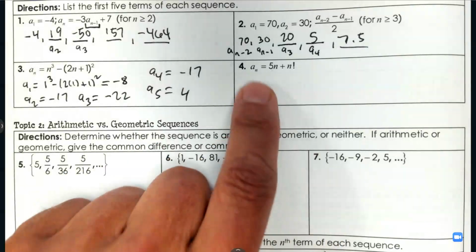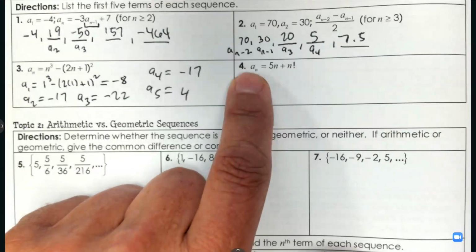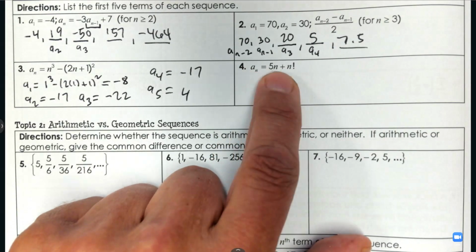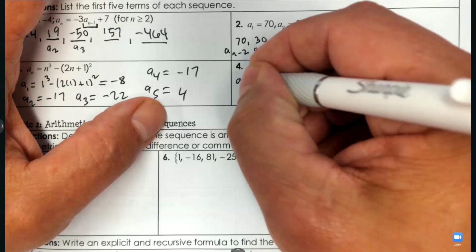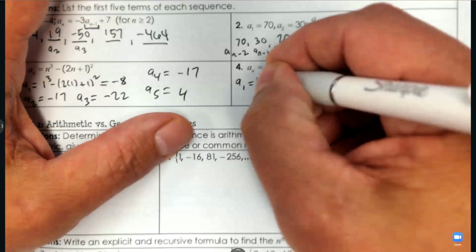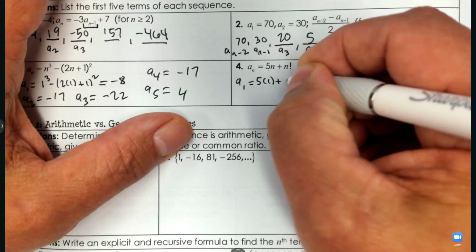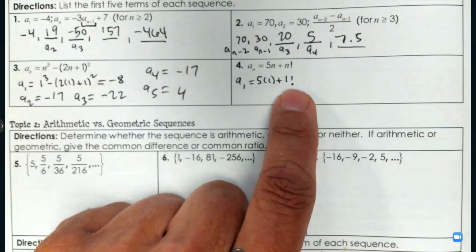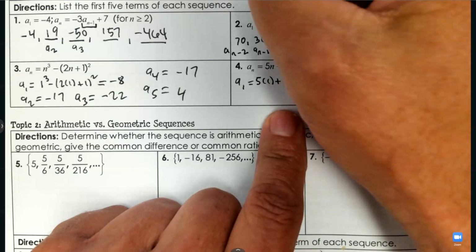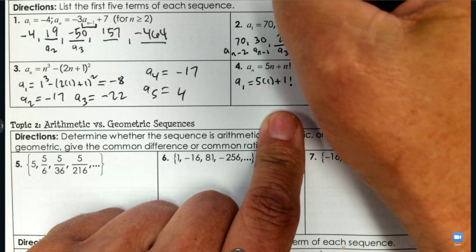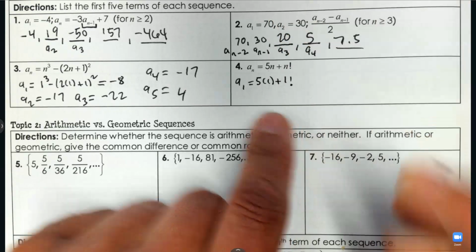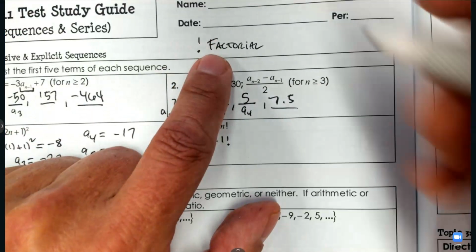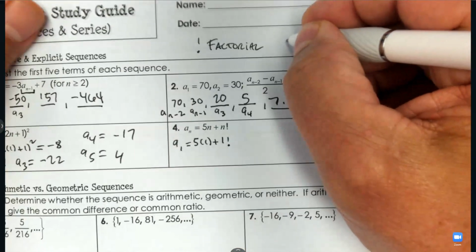Now this one's kind of fun. So we have a formula. This is called explicit when it's direct like this. So to find the first one, it's 5 times 1. Now in math, this is not an excited number. This is called a factorial. So probably you've never seen it before. So I'm just going to quickly explain what it means.